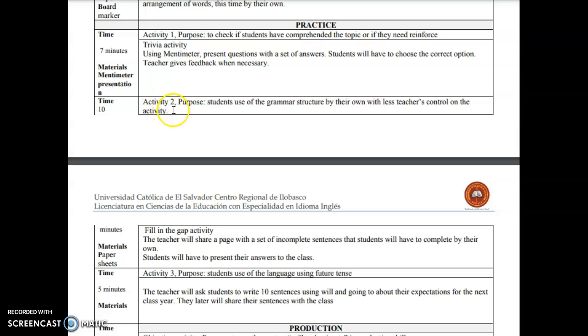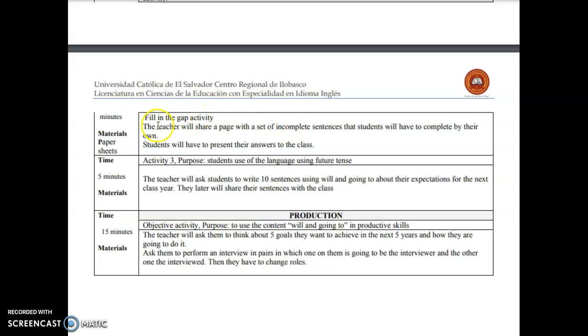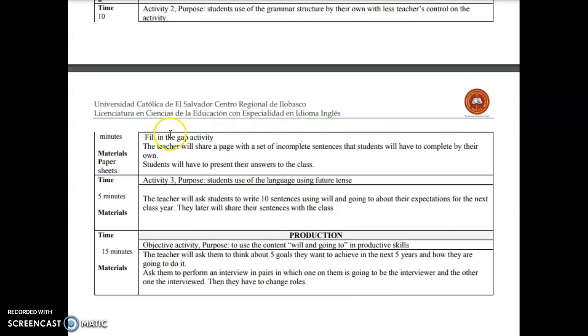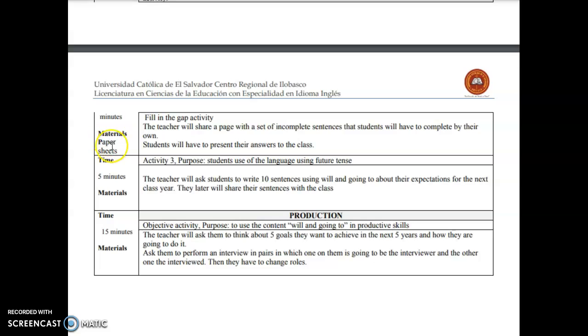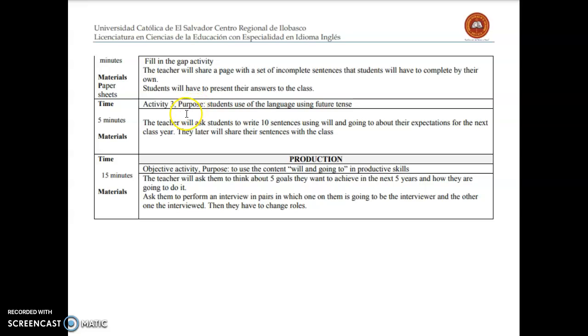Then we have activity 2. The purpose is the students' use of grammar structure on their own with less teacher's control on the activity. The activity will be fill in the gap. The teacher will share a page with a set of incomplete sentences that students will have to complete on their own. The students will have to present their answers to the class. So for this activity, we're going to spend 10 minutes, and the materials that we will need will be paper and paper sheets.